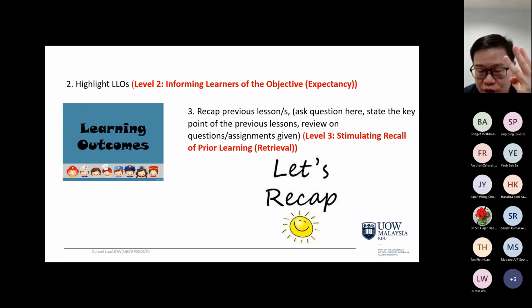Number 3, recap previous lesson. After you put your LLO, your lesson learning outcome, it is important for us to recap. Students, last week, this is what we did. Previous lesson, this is what we did, and so on.